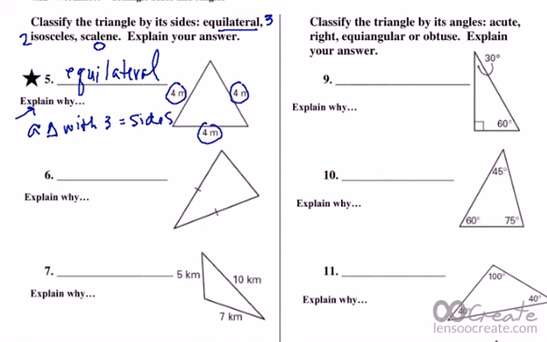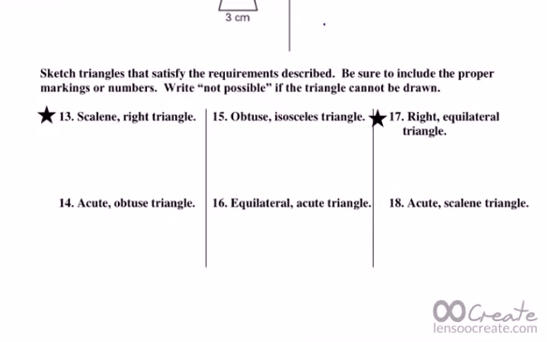When you get to the other column, you will be doing acute, which has 3 angles that are less than 90. A right, which has 1 right angle. An equilateral, which has 3 equal angles. And an obtuse, which has 1 angle more than 90 degrees.